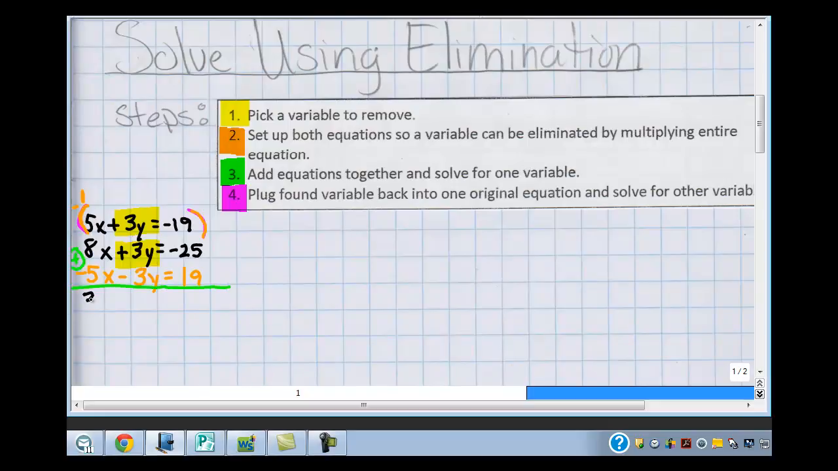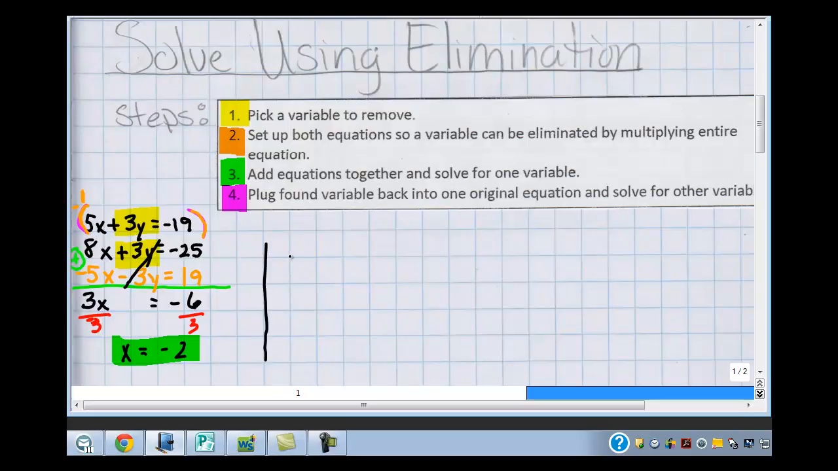8 minus 5 is 3x. The y's will go away, and -25 plus 19 is -6. Dividing both sides by 3, x is equal to -2. Now we're going to take the answer that we found in step 3, and we're going to plug it back into an original equation and solve for the other variable.